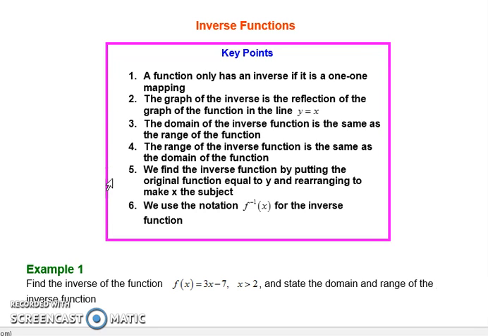Now yesterday we only looked at graphing the inverse function. We don't always have to graph it, sometimes we just need to find the rule, and so to do that we apply the same principle. We interchange the x and y variables in the original function, and then we rearrange to make y the subject. So I'll explain that a little more when we look at this first example.